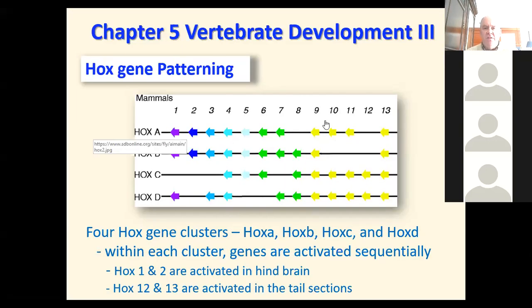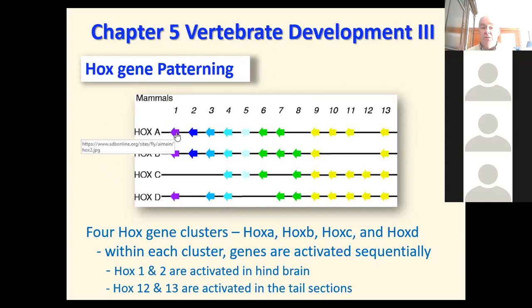Okay, so each of these is a gene cluster. Cluster A, B, C, and D. A is paralogous to B, is paralogous to C, is paralogous to D. So paralogous means coming down this way. Each of these genes will get expressed in the sequence that they are on the genome. This is really weird. This is the only set of genes that get expressed like this. But this is the 3' end of this gene cluster, and this is the 5' end of the gene cluster.